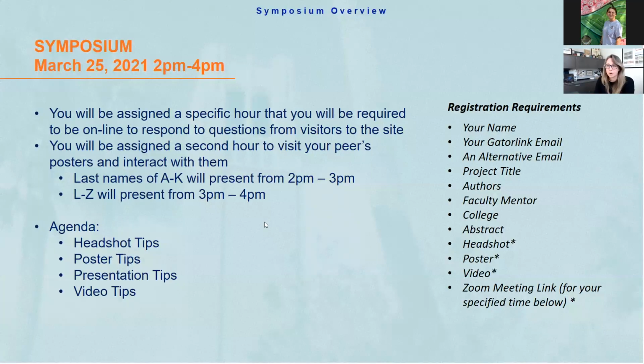So the symposium is March 25th, from 2 to 4 p.m. You'll be assigned a specific hour that you'll be required to be online to respond to questions from the visitors. The symposium page will have, just like last year, your name, your headshot, your project title, your abstract, your faculty mentor's name, the other co-authors on the paper, an image of your poster, a 3-minute poster pitch video, and a Zoom link this year. That's something new that we're requiring.